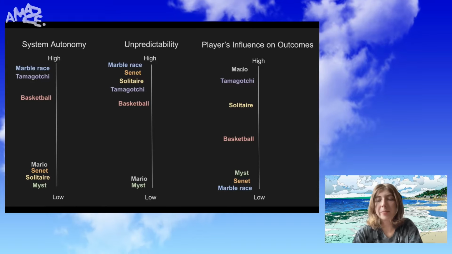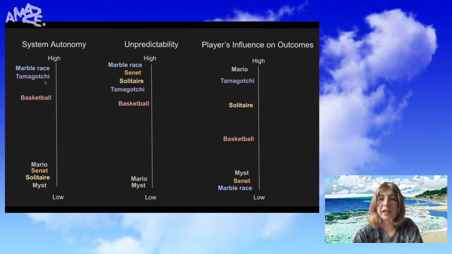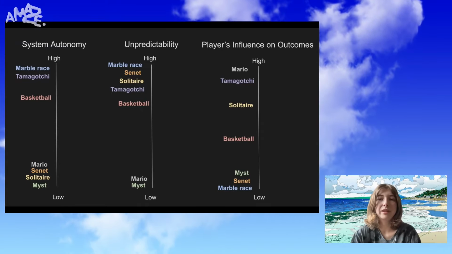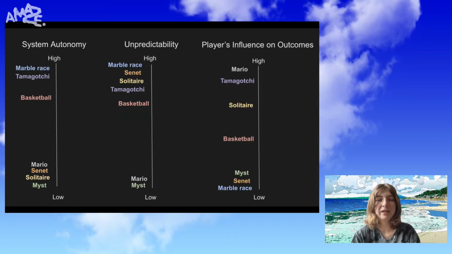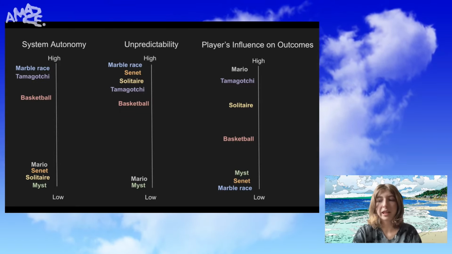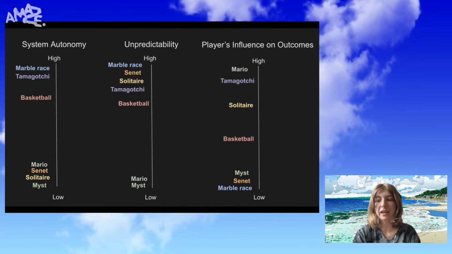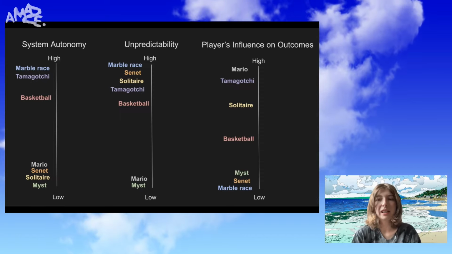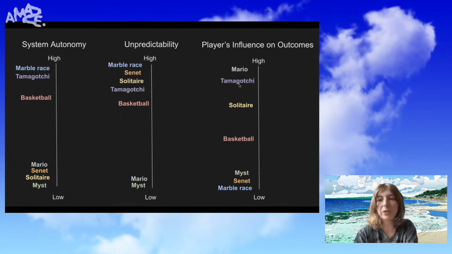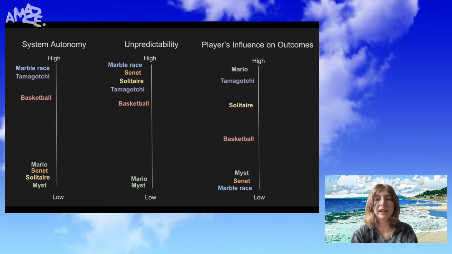And your influence on the outcomes is kind of the utmost. And there's something like a pet sim, which is interesting. I think part of what's interesting about this chart is that you can see where things are really divided. You'd think maybe a pet sim is a really ambient experience because it has pretty high system autonomy, pretty high unpredictability, but it also has really high players' influence on the outcomes. Pet sims are all about your care for your pet translating into the results of the game.